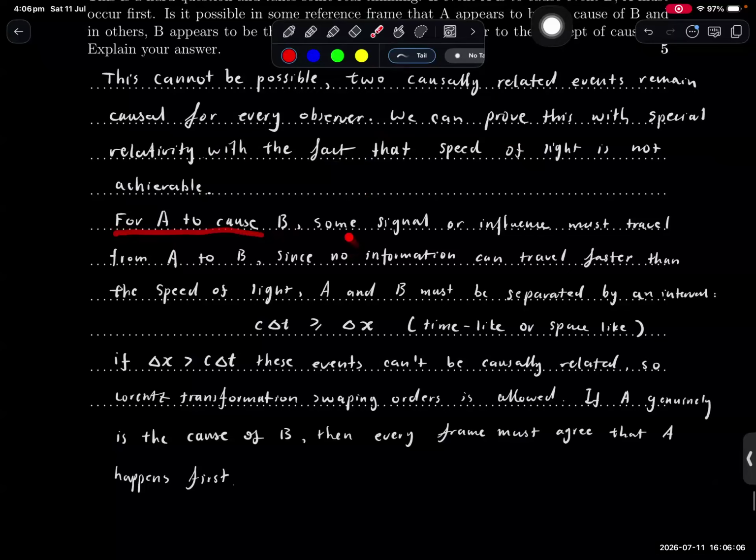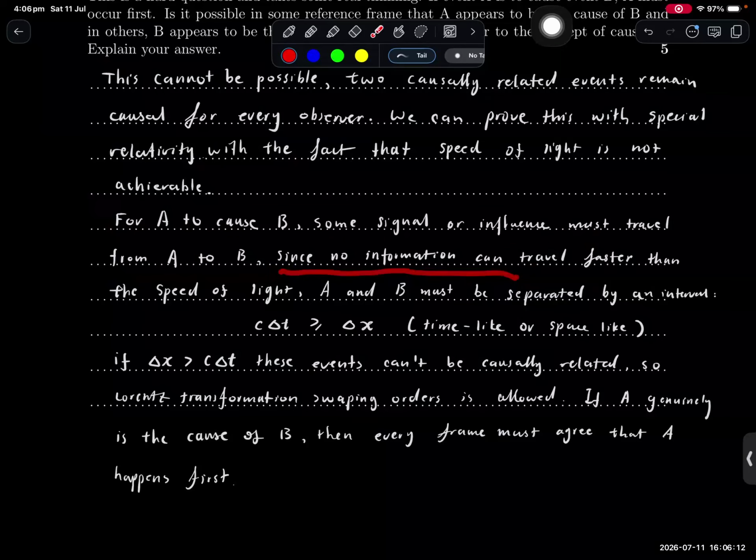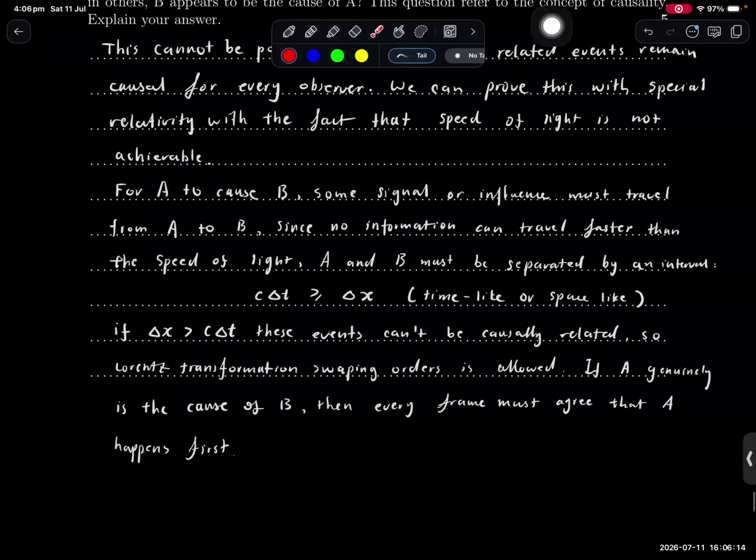For A to cause B, some sort of signal or influence must travel from A to B. Since no information can travel faster than the speed of light, A and B must be separated by something called a time-like interval, which means that the distance traveled by light has to be greater than or equal to the distance between the two events. If this happens, then this event can be causal.